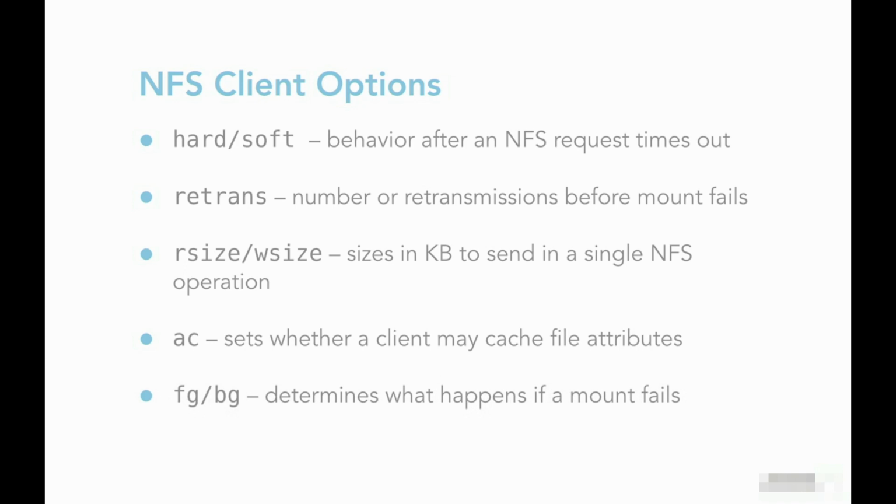fg or bg determines what happens if a mount fails. In fg or foreground mode, it fails almost immediately. In bg or background mode, it forks a process that continually tries to mount. By using background mounting, we can attempt to mount on a directory that is not yet available. For instance, if the directory is inside another NFS mount, mount will keep trying until the directory shows up. This allows us to mount exports in any order.